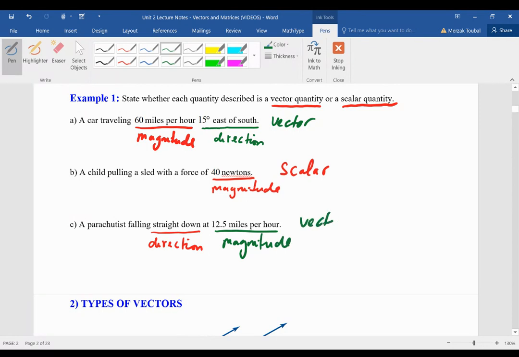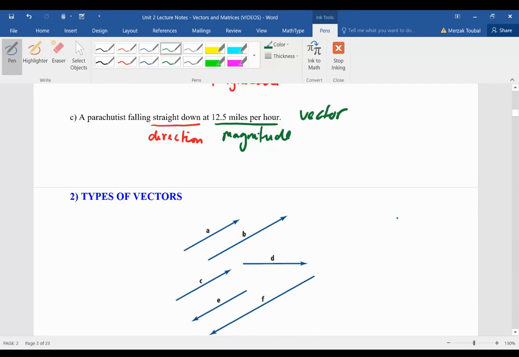Conclusion, vector. Good. Let's move on to types of vectors.